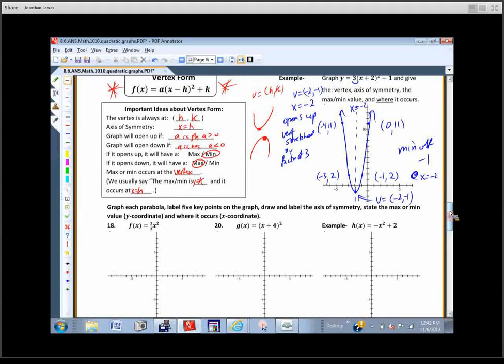So on each of these problems, label 5 key points on the graph, draw and label the axis of symmetry, state the max or the min, that's the y coordinate, and where it occurs, that's the x coordinate.